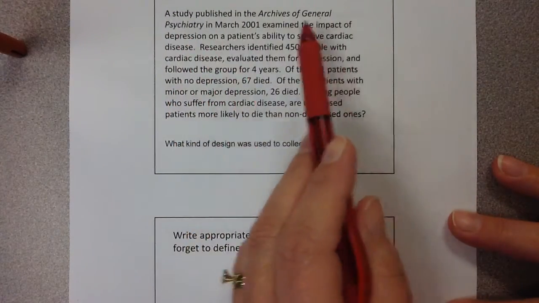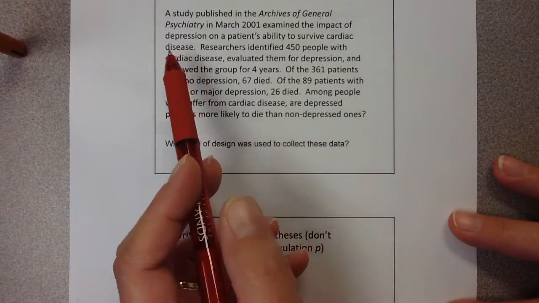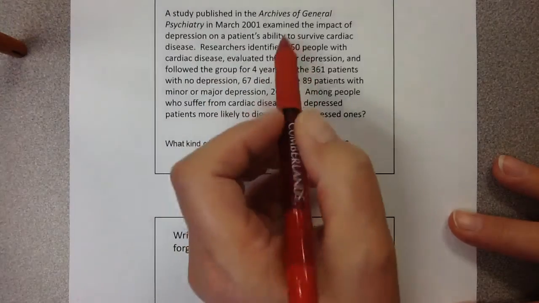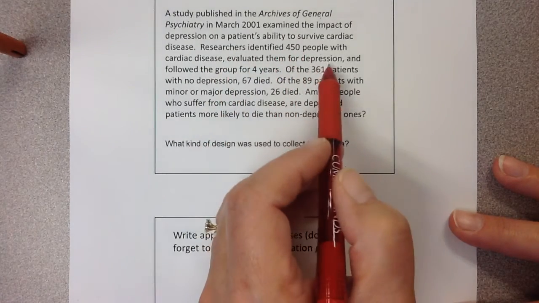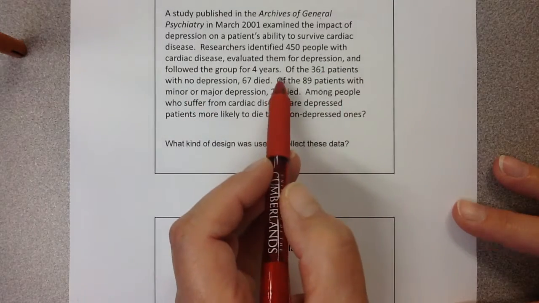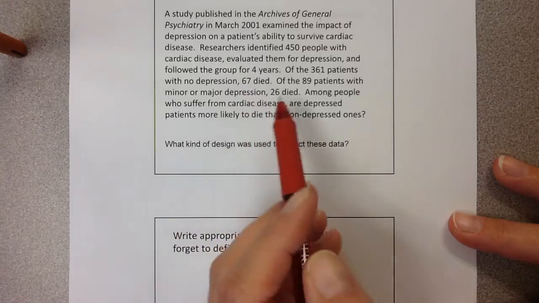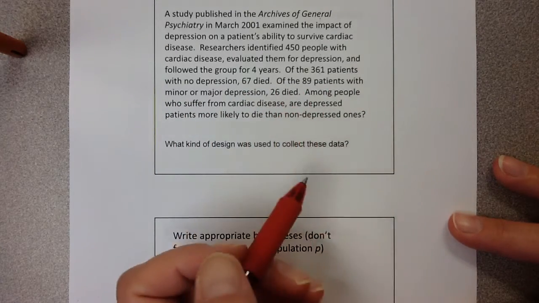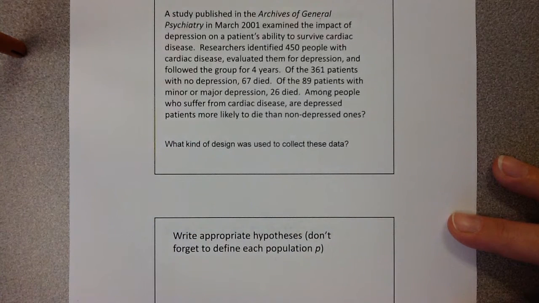A study published in the Archives of General Psychiatry examined the impact of depression on a patient's ability to survive cardiac disease. Researchers identified 450 people with cardiac disease, evaluated them for depression, and followed the group for 4 years. Of the 361 patients with no depression, 67 died. Of the 89 patients with minor or major depression, 26 died. Among people who suffer from cardiac disease, are depressed patients more likely to die than non-depressed ones?